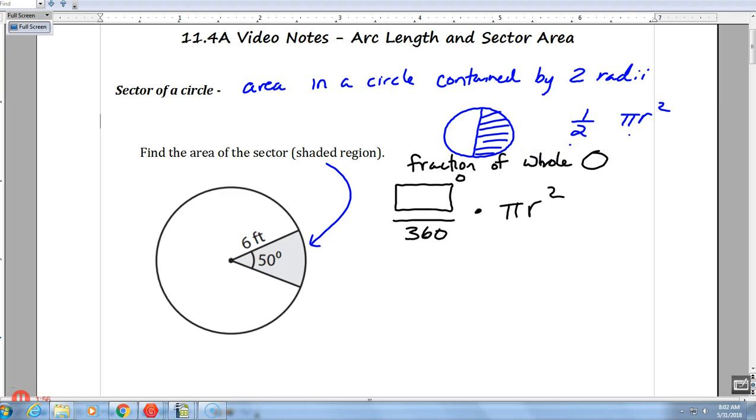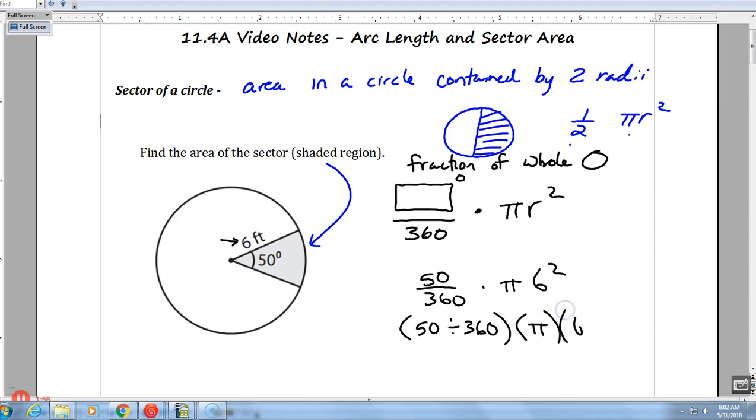So on this one, it would be 50 out of 360 times pi, and then we need the radius. This changes for each problem. For this one, the radius is 6. Sometimes they put these in decimals, sometimes they leave them with pi in there. It all depends. If you're going to use your calculator, either use the fraction key or just enter it like that, and then times pi times. That would be a way to enter it into the calculator.